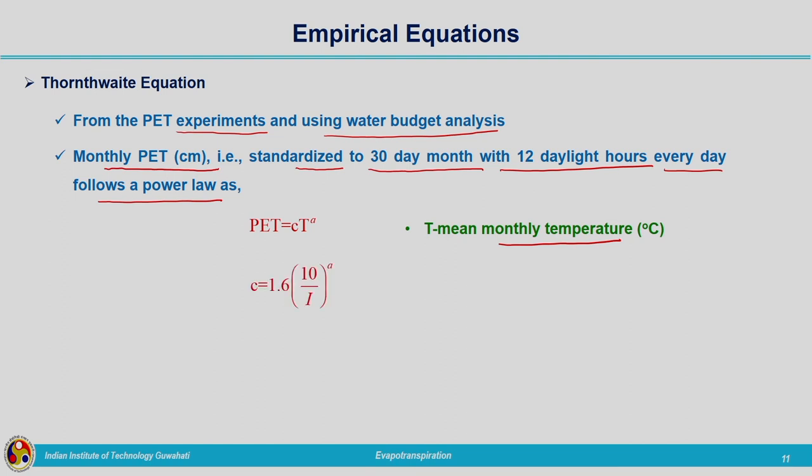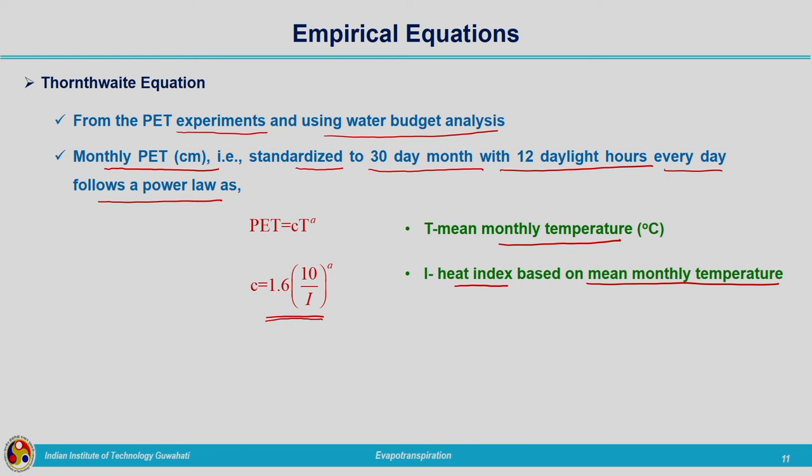Then what is C? C is the coefficient and A is the exponent. C can be calculated by using this formula: 1.6 multiplied by 10 divided by I to the power of A. Again, the exponent A has come into the picture. What is I? I is the heat index based on mean monthly temperature. So there is a term called heat index that is developed depending on the monthly temperature. Based on the temperature, the heat index will be calculated.